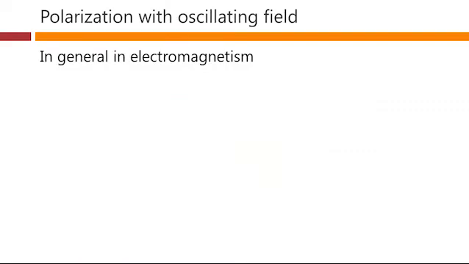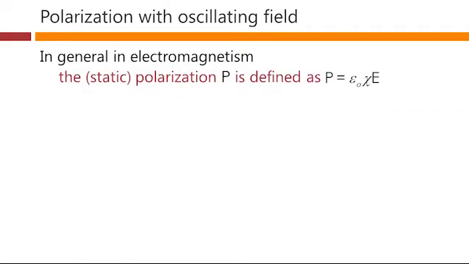In general, in electromagnetism, we can define the static polarization of a material as being essentially what we call a susceptibility times the electric field. For historical reasons, there's also a constant in here, which is known as the electric constant, but it's got no modern physical significance. So basically, the polarization is the susceptibility times the electric field, with some dimensional corrections for historical reasons.